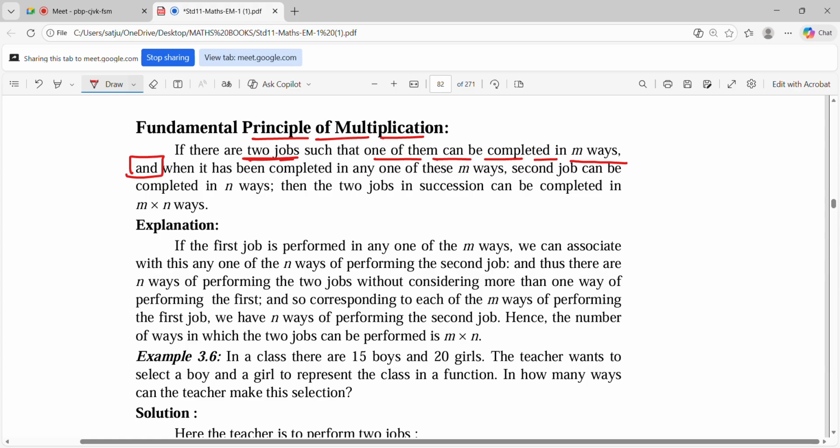And when it has been completed in any one of the m ways, there are two jobs such that one of them can be completed in m ways. The second job completed in n ways. The two jobs in succession can be completed in m into n ways. Let's see an example here.